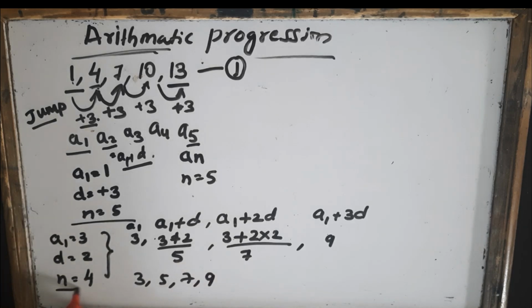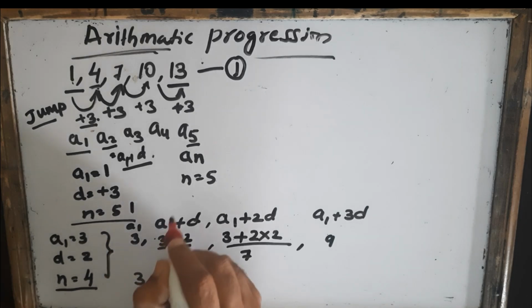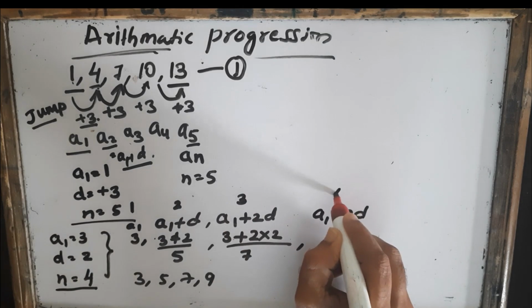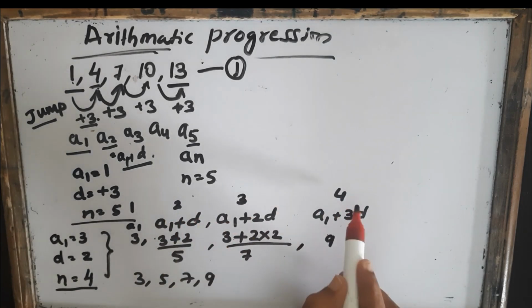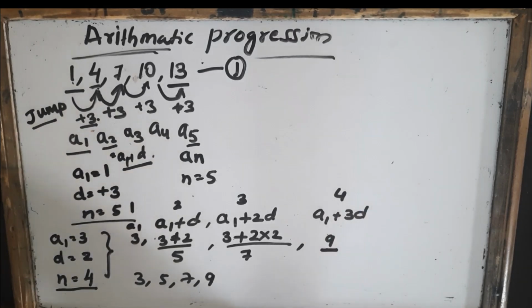So here n is equal to 4. This is the first element, this is the second element, third element, the fourth element. That means n is equal to 4. Here it comes to 9. So this is the arithmetic progression.